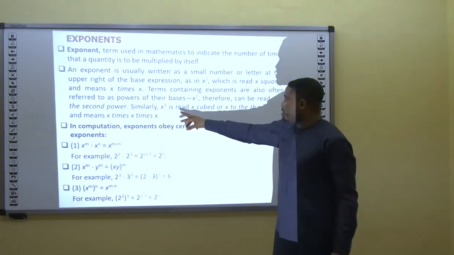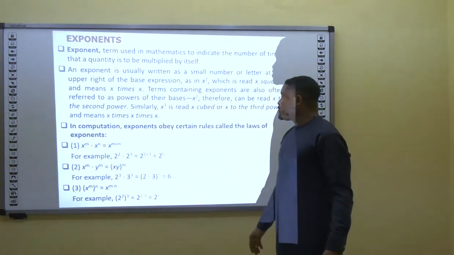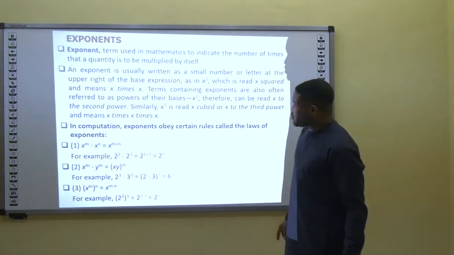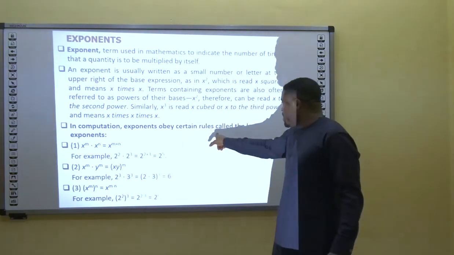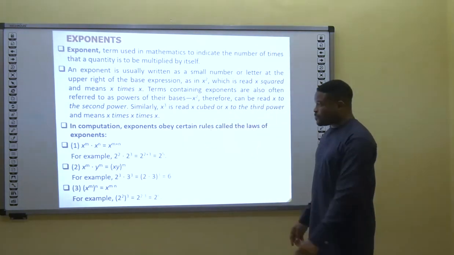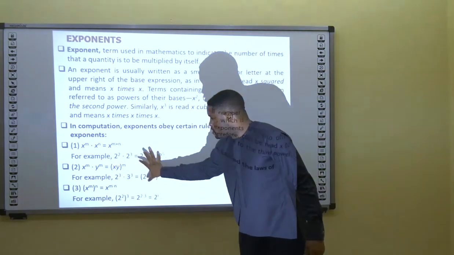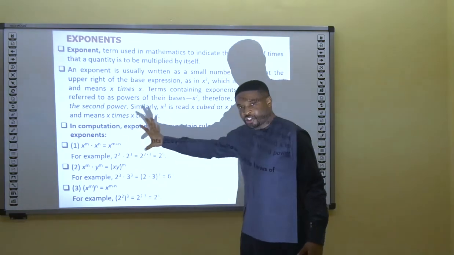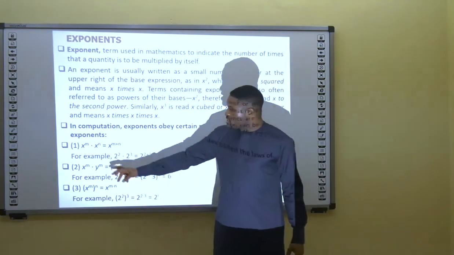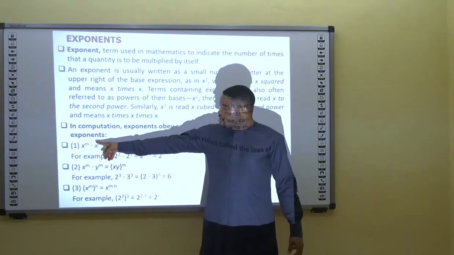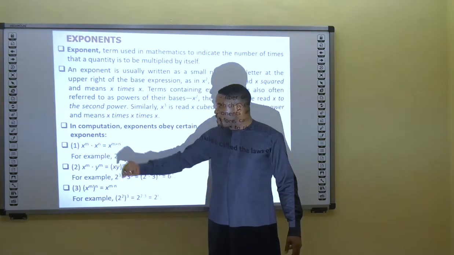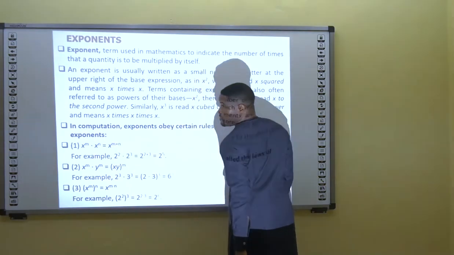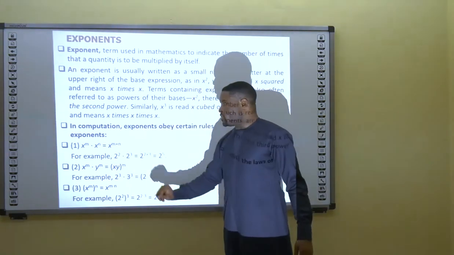So when you see something like this, you can say 3 is an exponent of x. 2 is also an exponent of x in this example. In computation, exponents obey certain rules called the laws of exponents. These rules must be applied when you are looking at multiplication of exponents. For instance, in example 1, x raised to the power n times x raised to the power m simply means that you must add the powers of x to get the exponent of x.